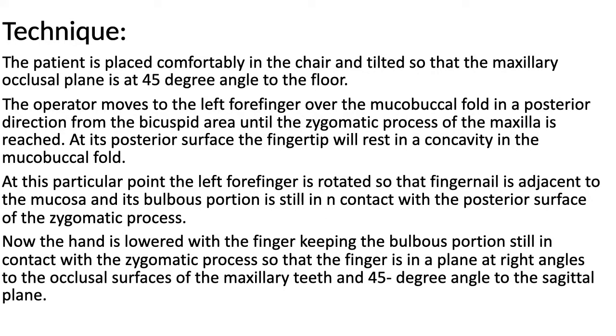At this particular point, the left forefinger is rotated so that the fingernail is adjacent to the mucosa and its bulbous portion is still in contact with the posterior surface of the zygomatic process. Now the hand is lowered with the finger keeping the bulbous portion still in contact with the zygomatic process so that the finger is in a plane at right angles to the occlusal surface of the maxillary teeth and at a 45-degree angle to the sagittal plane.